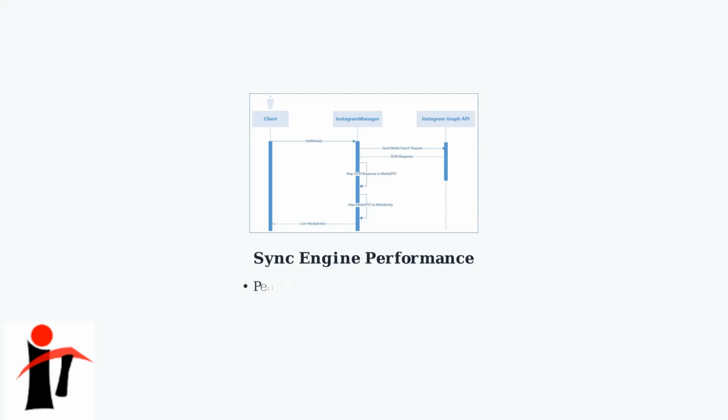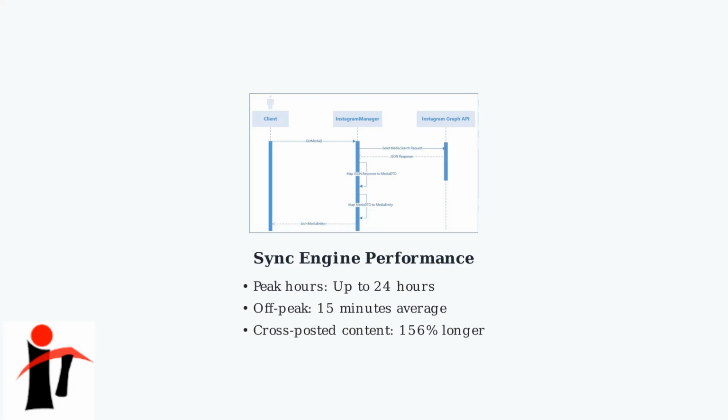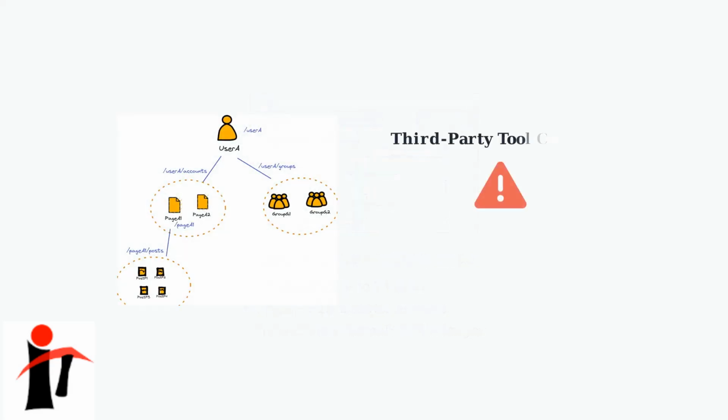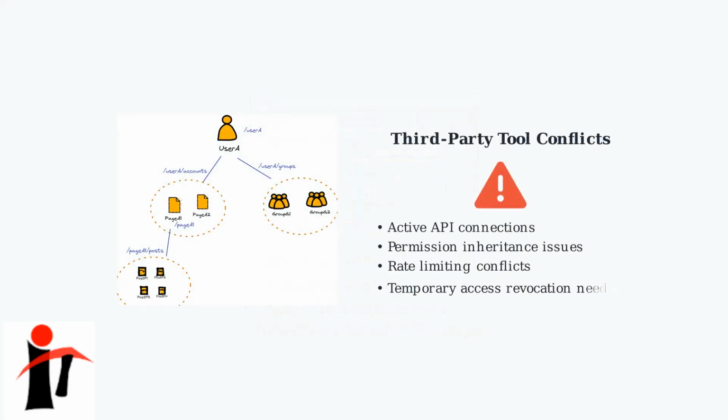The cross-platform sync engine manages content consistency between Facebook and Instagram, but sync delays can cause deletion attempts to fail or appear incomplete. Third-party scheduling tools can create permission conflicts that prevent direct deletion through Meta Business Suite. These tools maintain active API connections that may interfere with deletion requests.